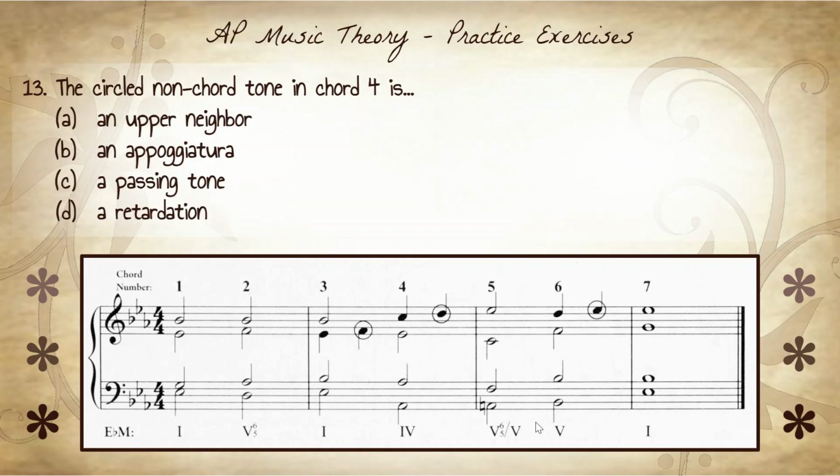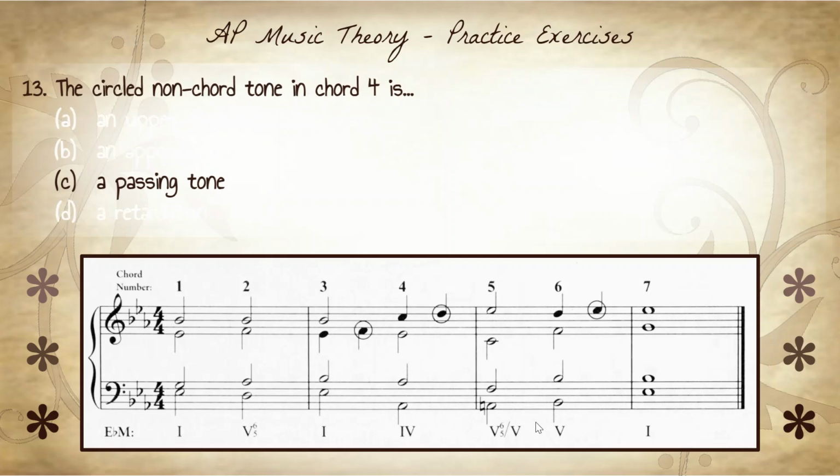Question 13. The circled non-chord tone in chord 4 is A, an upper neighbor, B, an appoggiatura, C, a passing tone, or D, a retardation. Correct answer is C. The non-chord tone in chord 4 is a passing tone.